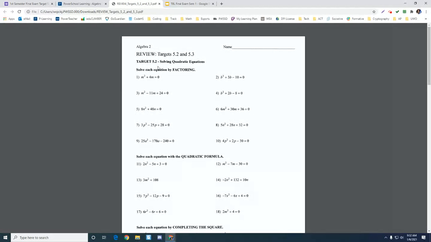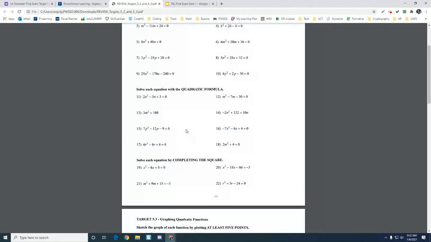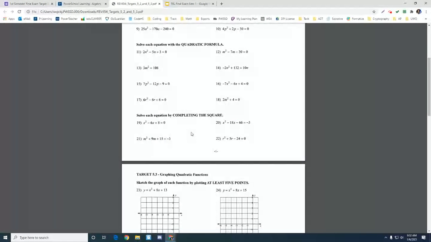And so 5.2 was solving quadratic equations. Three different ways you've got to show this. Solve them by factoring, solve them by using the quadratic formula, and then solve them by completing the square. So you have to demonstrate all three of those techniques.